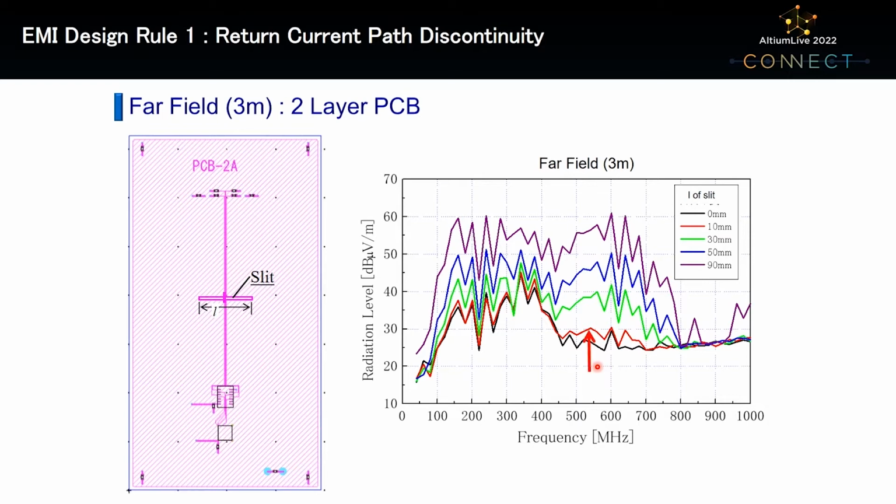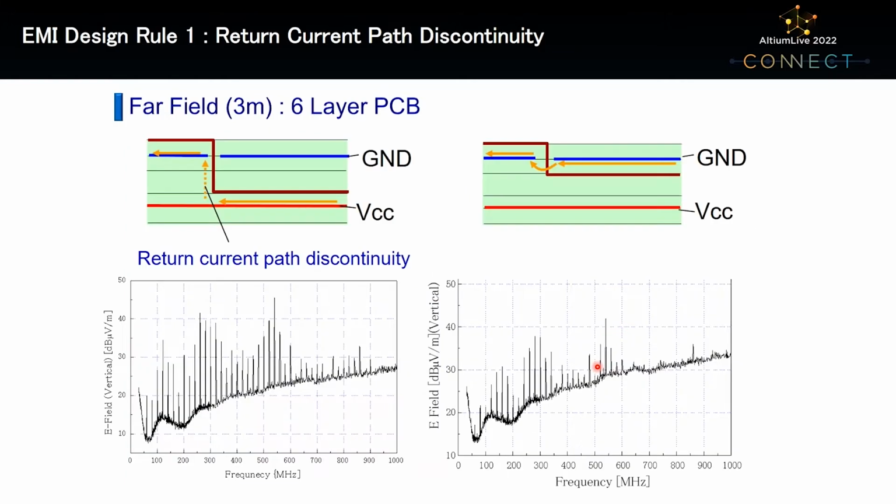The red line is the radiation level when the slit is 10 mm. That is, the return current detours 5 mm. The results of no slit, black line, and 10 mm slit, red line, are almost the same in the far field. So, the return current path discontinuity check of EMI stream allows the detour within 5 mm by default.